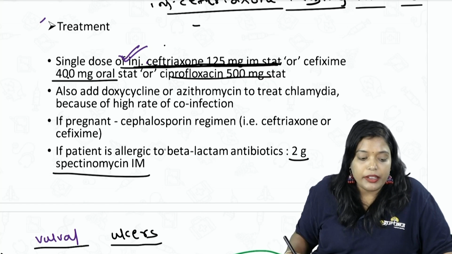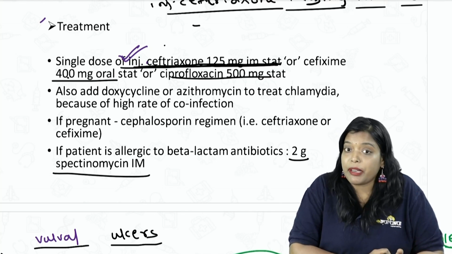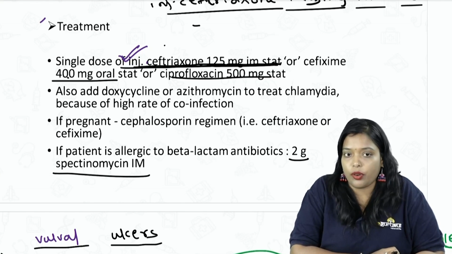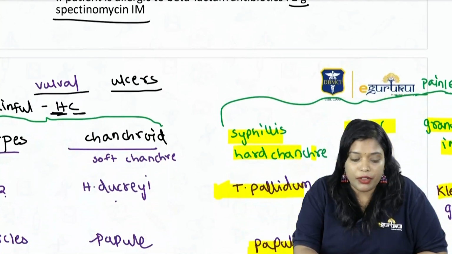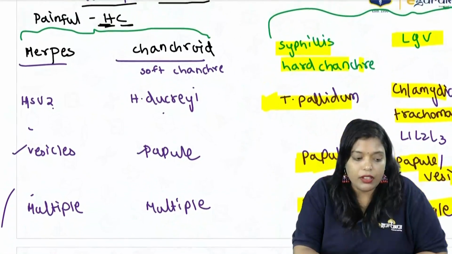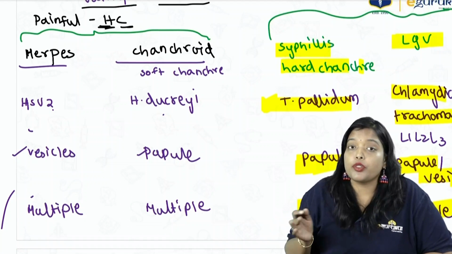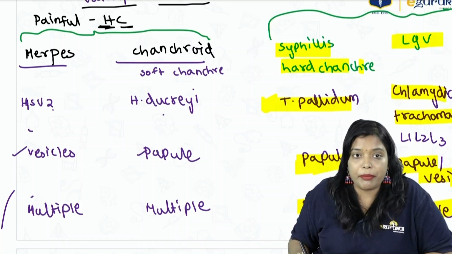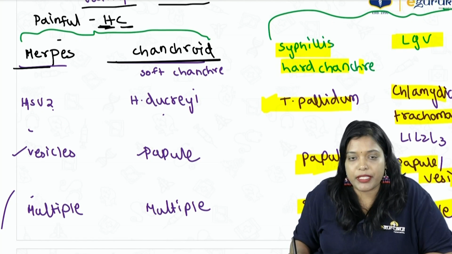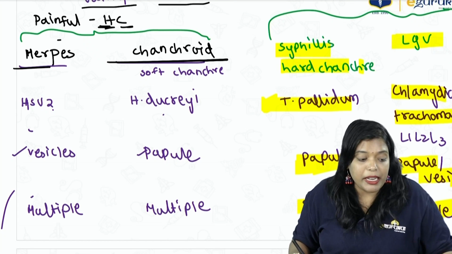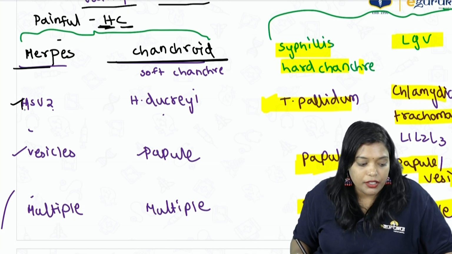Okay. Next, so in cervicitis, we mainly spoke about the chlamydia and gonococci. Now coming to the vulval ulcers. There we have painful vulval ulcers, we have painless vulval ulcers. So painful vulval ulcers you can remember mainly by HIGH CODE. So that is herpes and chancroid. Herpes is mainly caused by HSV2.